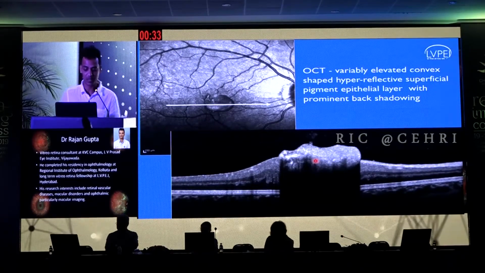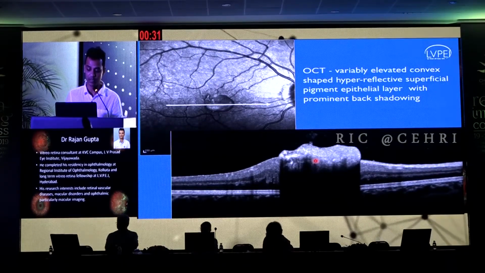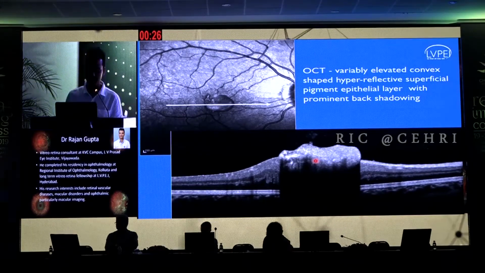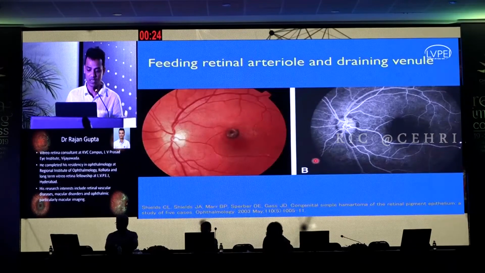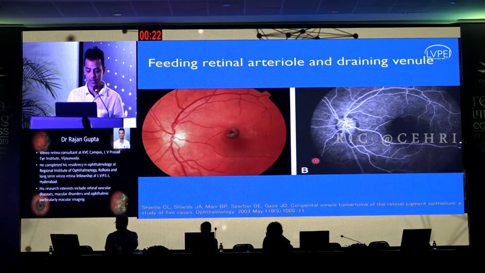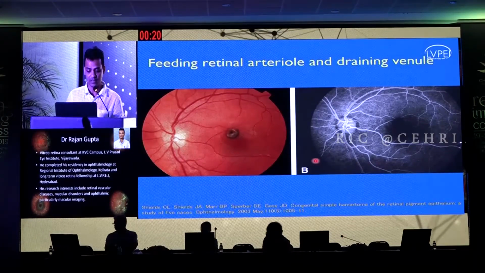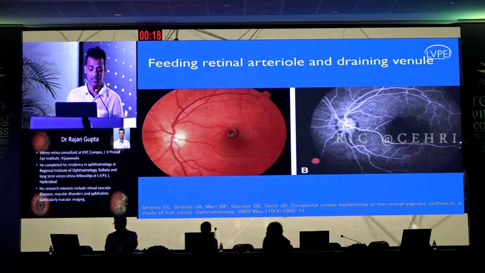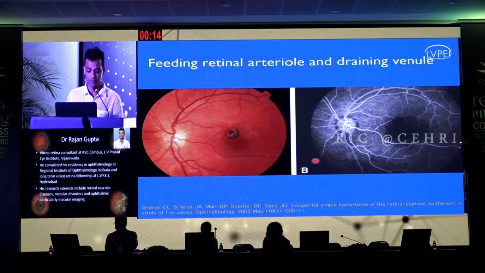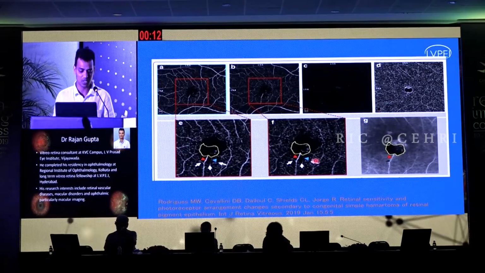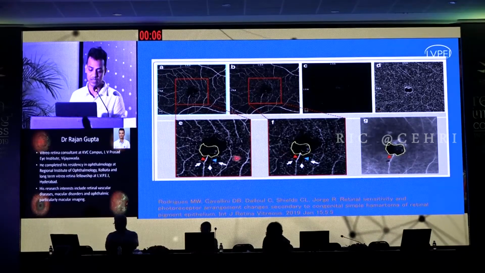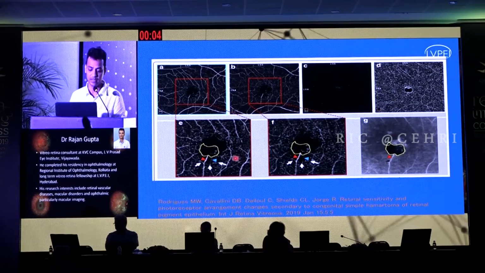OCT in congenital simple hamartoma of retinal pigment epithelium is inconclusive due to the prominent backshadowing, where we cannot evaluate the outer retinal structures. However, Shields et al. published a case series of 5 cases where they characteristically showed a feeding retinal arteriole and a draining venule in these cases. And these have been corroborated on the OCT angiogram both in the superficial and deep capillary plexus, where we can see the continuity of the feeder and the draining retinal arteriole.